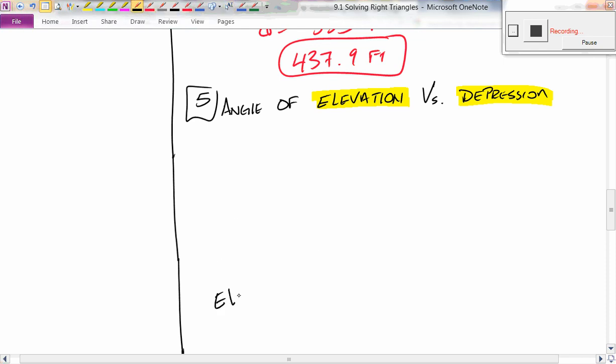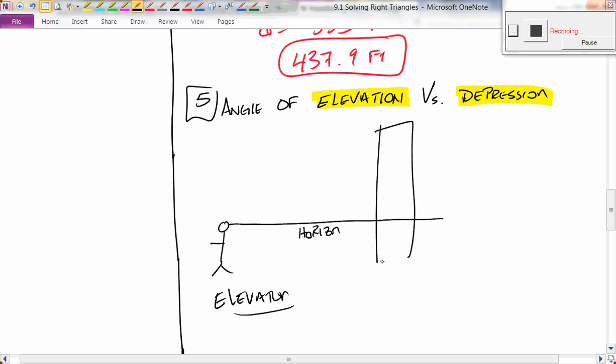Let's talk about this one. The angle of elevation is like, let's say this is you. Hey, what's up? And you are looking at the horizon. This is the horizon, all right? Then if you're looking at a building, the angle of elevation up to the building is created by this piece right here. That's your angle theta.